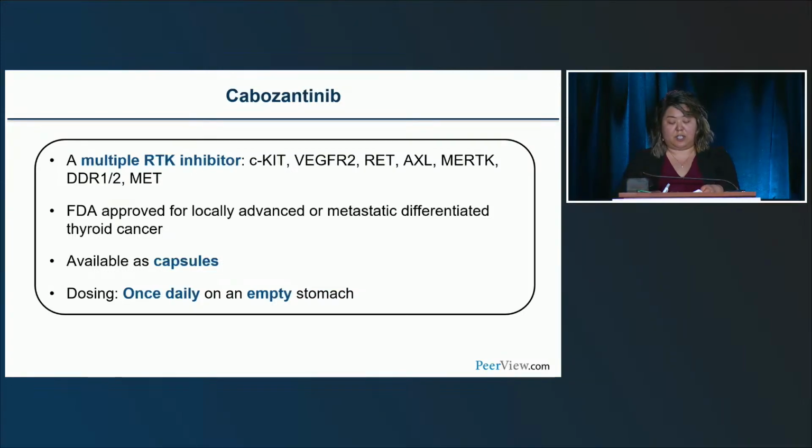that has good research behind it for the treatment of plexiform neurofibromas is cabozantinib. And this is a multiple tyrosine kinase inhibitor. It's been FDA approved for thyroid cancer, and so again, it's available off-label.